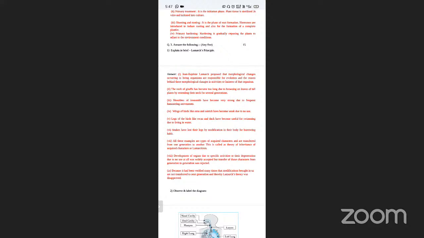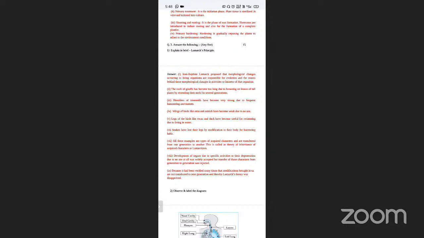All these examples are the types of acquired characters and are transferred from one generation to another. So this is called the theory of inheritance of acquired characters, or Lamarckism. Then the eighth point: development of organs due to specific activities or their degeneration due to no use at all was widely accepted, but transfer of those characters from generation to generation was rejected.